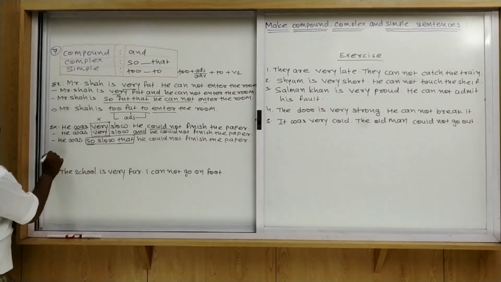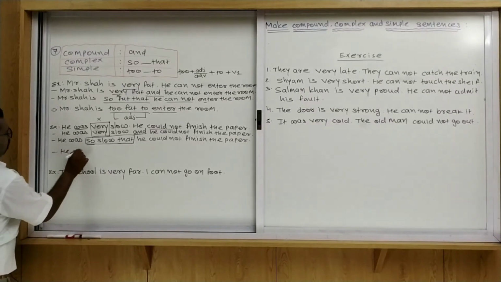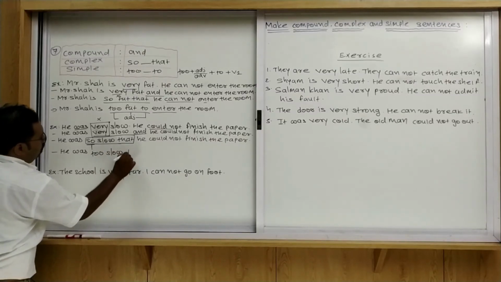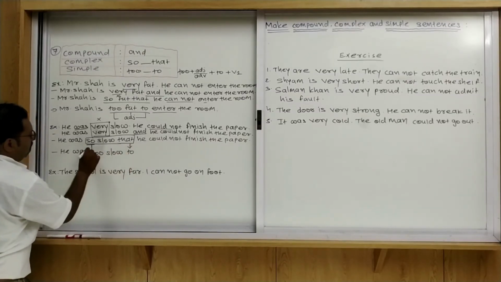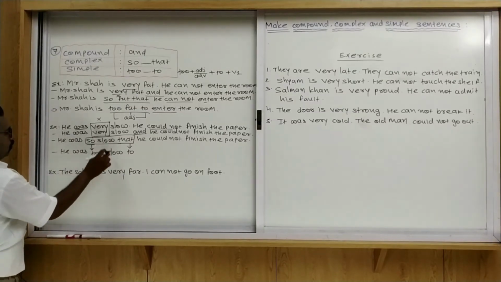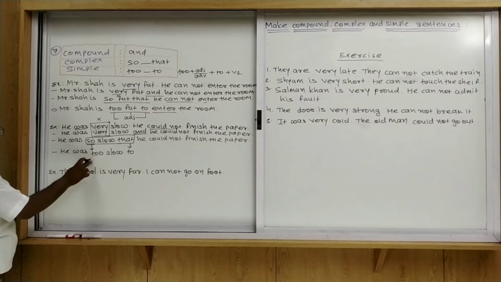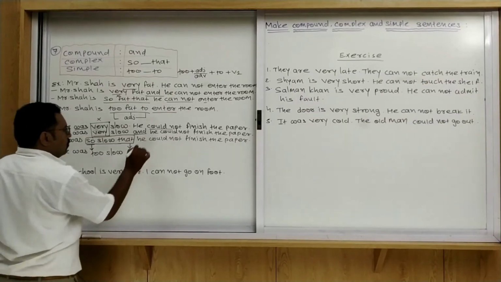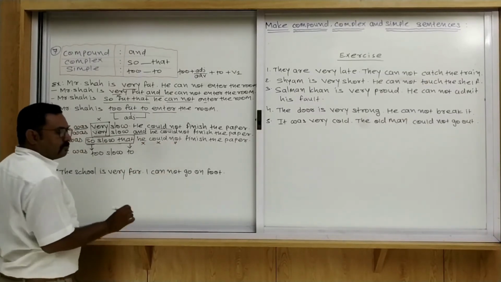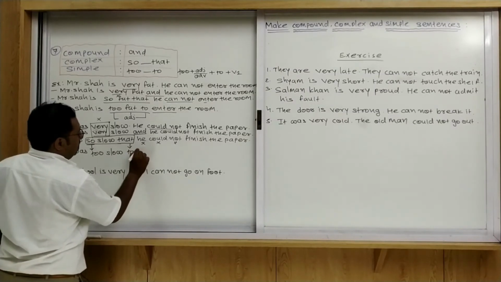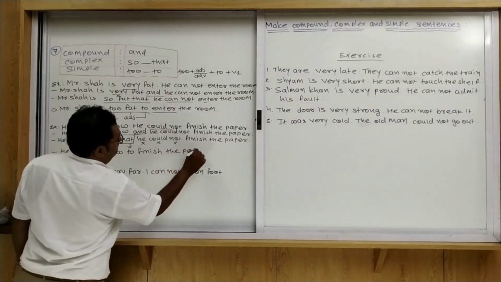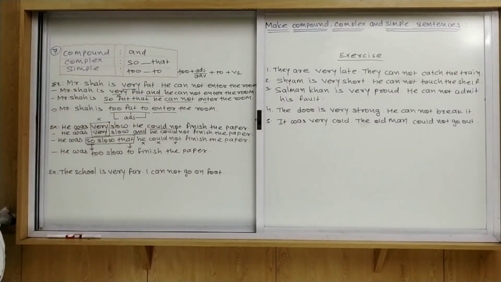modal auxiliary. So how can we make the sentence? He was too slow to. Remove "so" and write "too", adjective same, remove "that" and use "to". Too slow to. Subject, modal auxiliaries also you have to remove, and too slow to. Write it down. What is the verb here? Finish. So, to finish the paper. These things we have already discussed.